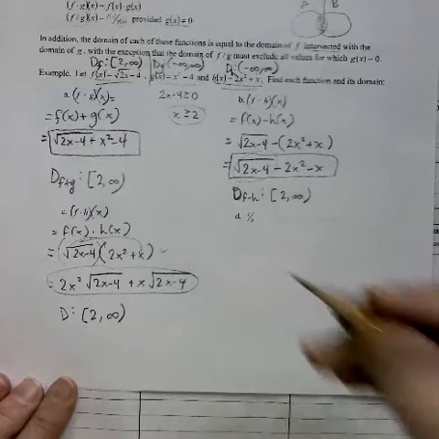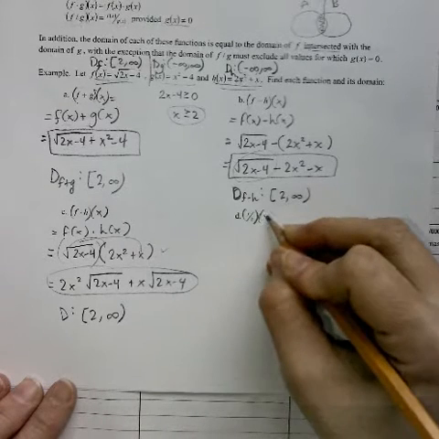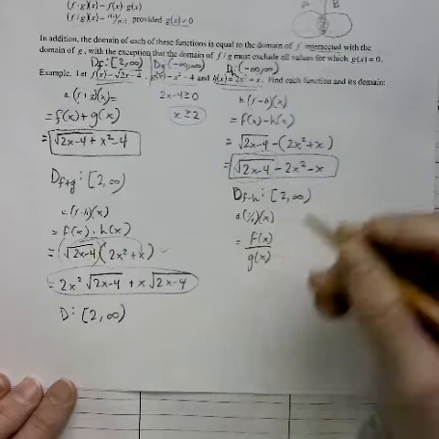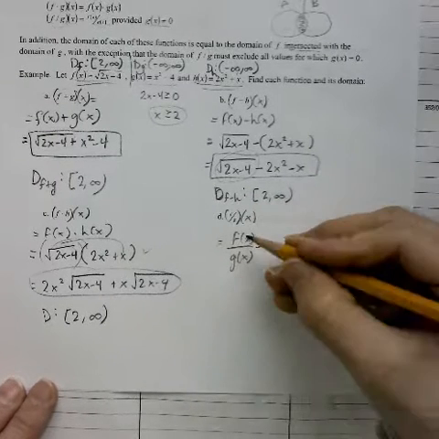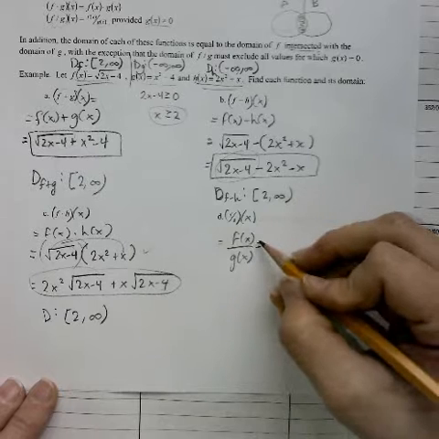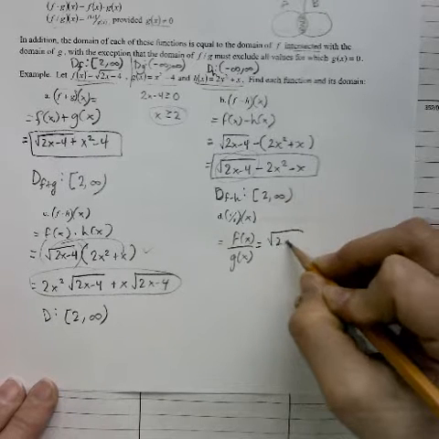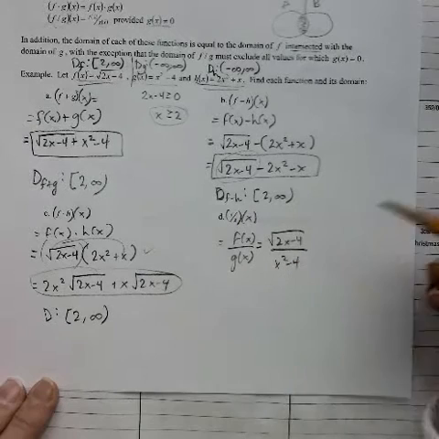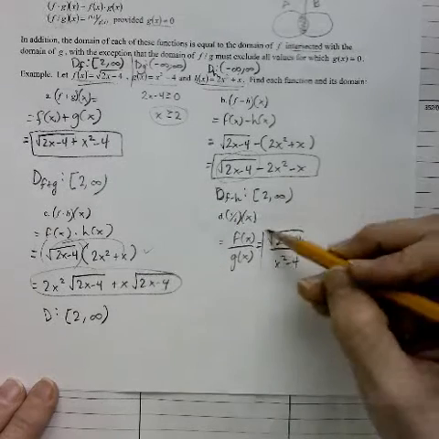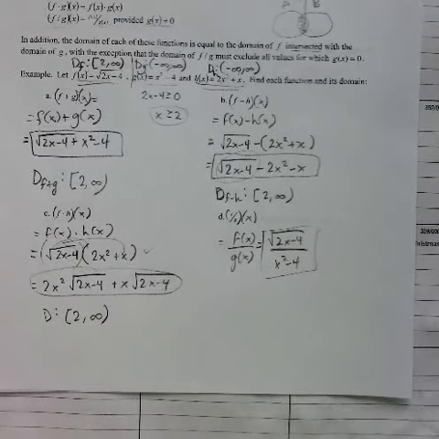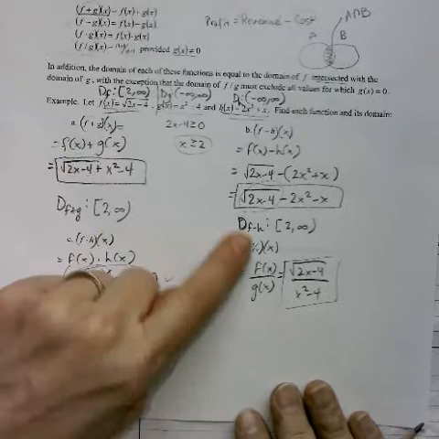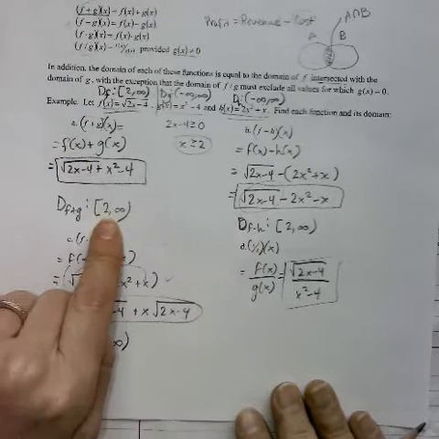D, f divided by g at x, means we're going to take f at x divided by g at x. So f at x is square root of 2x minus 4, g at x, x squared minus 4. Nothing there to simplify, so that's our answer. That's our function. Now the domain, like I said, we already found the domain of f plus g, which involves the same two functions, and we said the domain of that is 2 to infinity.